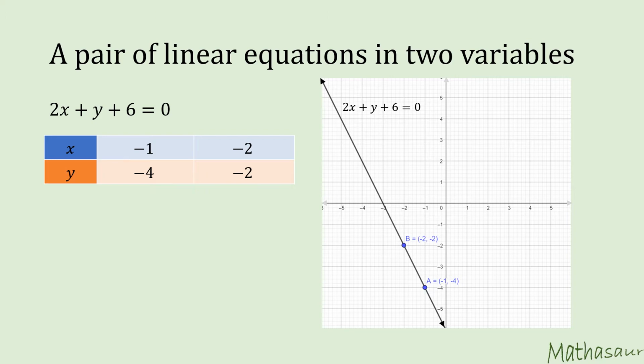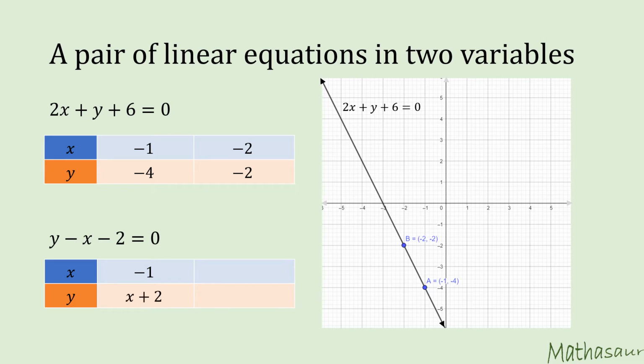equals 0. Now let us take another such equation in two variables. Let us take y minus x minus 2 equals 0. Once again, let us draw the table for x and y coordinates and put random values for x and find the corresponding values for y. Let us plot these points on the Cartesian plane. We see that these two lines intersect at a point.